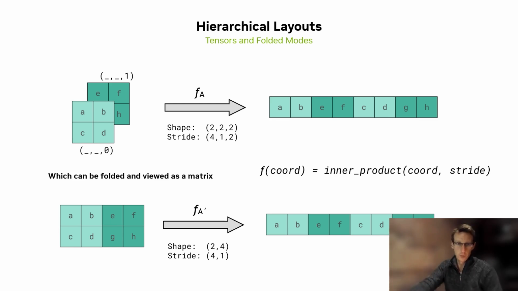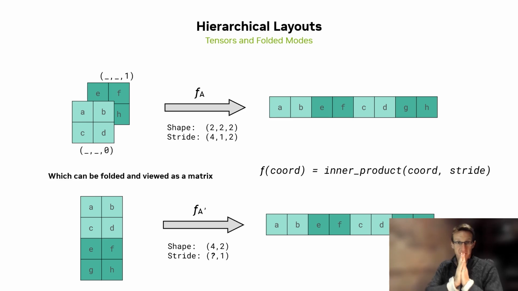This particular folding works out nicely. But this particular folding does not work out nicely. There is no integer stride such that the data can be viewed as a matrix in this way. Even though this is a perfectly valid matrix to draw and lay out, it can't be described with a simple 2-dimensional shape and stride. Unfortunately, this is common. We need a more powerful layout representation.